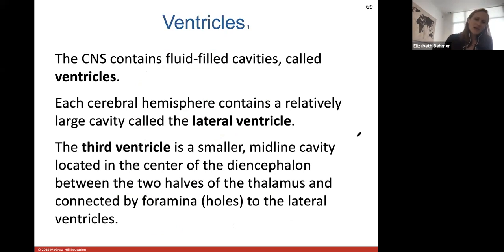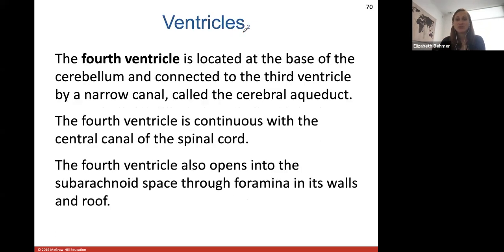The ventricles, the other part of the brain, are fluid-filled cavities within the brain, only in your central nervous system. Each cerebral hemisphere contains a relatively large cavity called the lateral ventricle. And then the third ventricle is a smaller cavity in between the two, in the center of the diencephalon. It's located between the two halves of your thalamus and connected by foramina, or holes, to the lateral ventricles. So these are fluid-filled cavities, ventricles, that are all connected in the brain as cerebrospinal fluid flows through them.